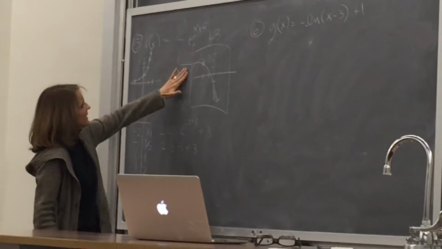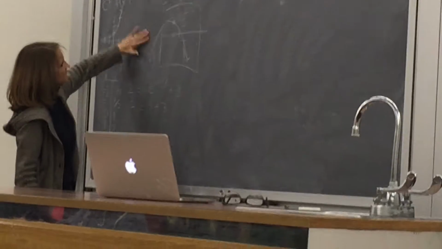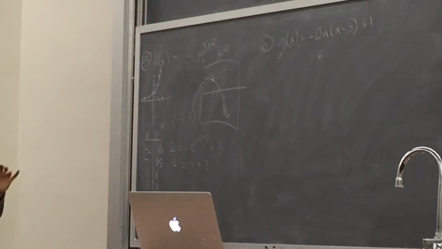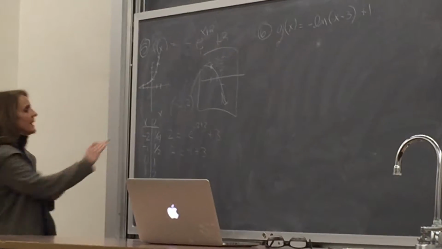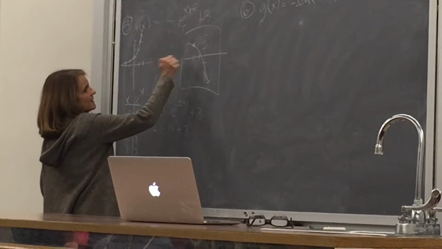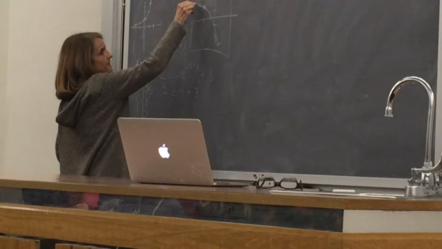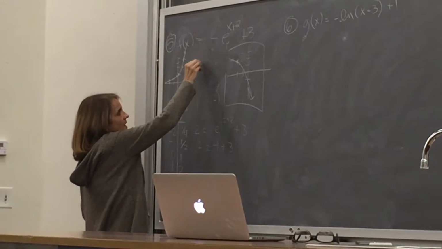Okay, so we did it right. We can check a couple other points and make sure that our curve looks right. Okay, so here's our curve. Domain. What's our domain? All reals. Okay, so our domain is all reals.